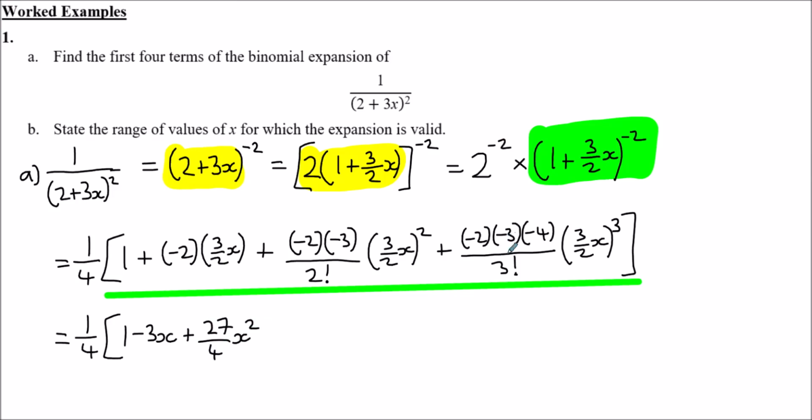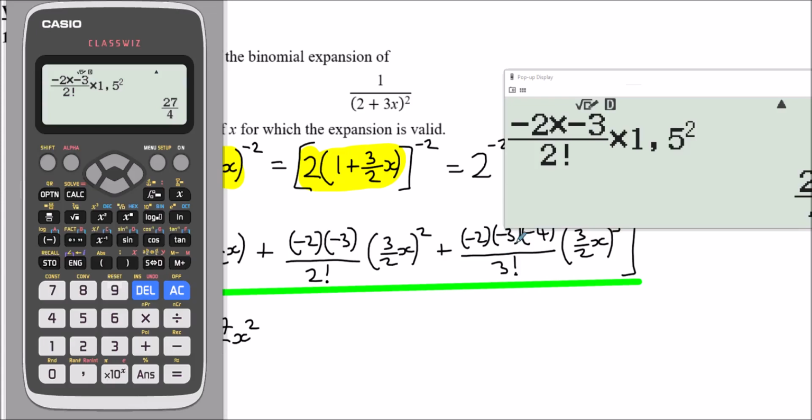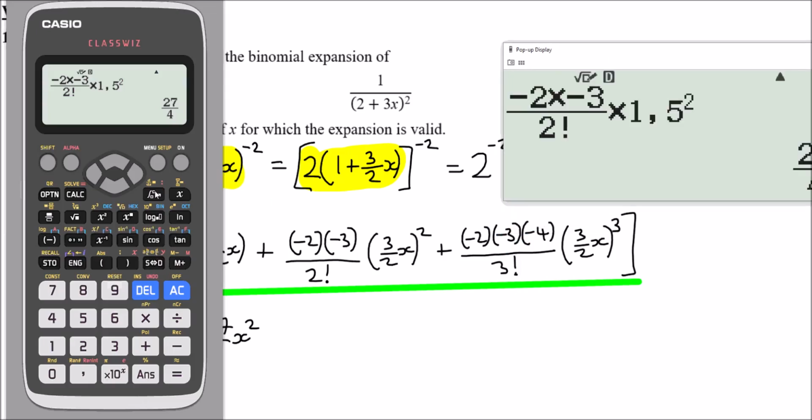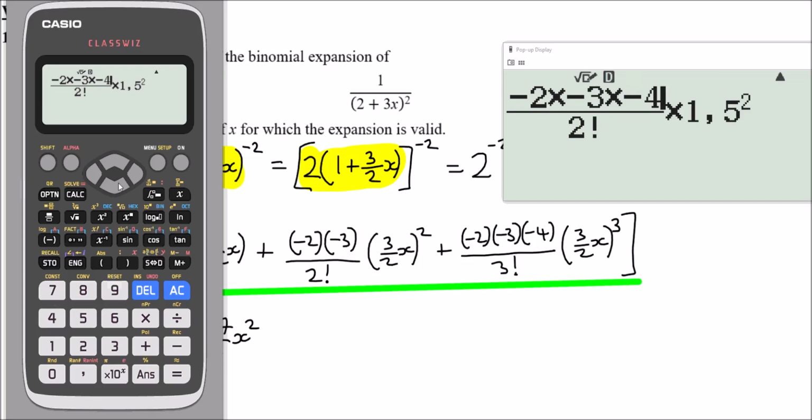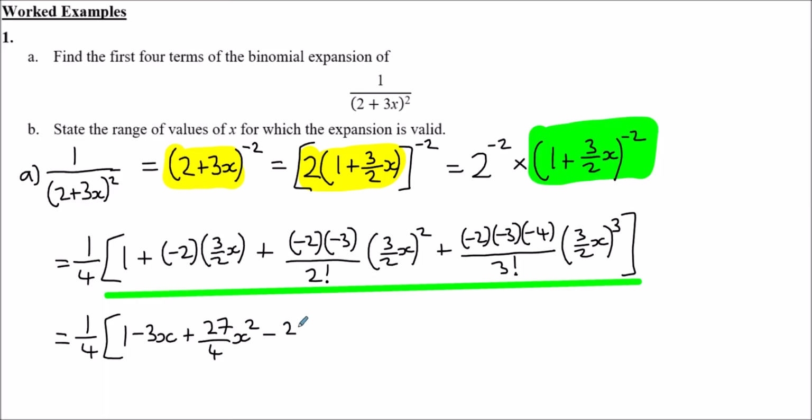And the final one in this expansion is this here. So minus 2 times minus 3 times another minus 4. So I'm just going to edit what I've got here already. This time divide by 3 factorial, not 2 factorial. So edit that 2 to a 3. The power now is cubed, so I'm going to edit the 2 to a 3. Press equals, we get minus 27 over 2. So it's going to be minus 27 over 2 x cubed.